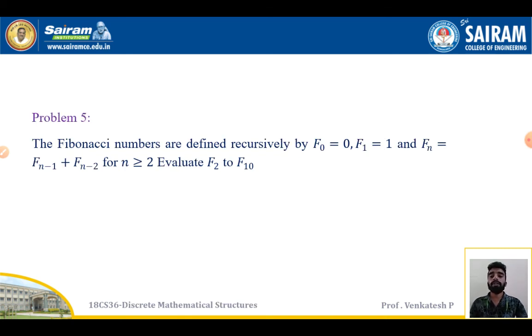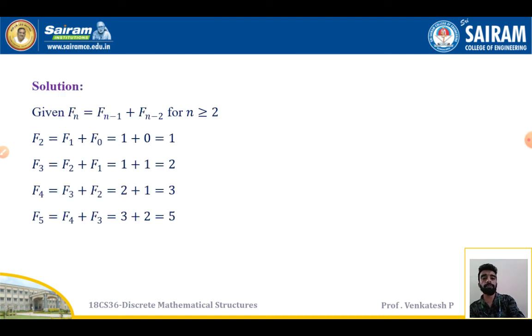Problem number 3. The problem is given like the Fibonacci numbers are defined recursively by f0 is equal to 0, f1 is equal to 1. And fn is given like fn minus 1 plus fn minus 2 for n is greater than or equal to 2. Evaluate f2 to f10. So from this one we have to find the Fibonacci numbers. So given that fn is equal to fn minus 1 plus fn minus 2 for n is greater than or equal to 2 and f0 is 0, f1 is 1 here.